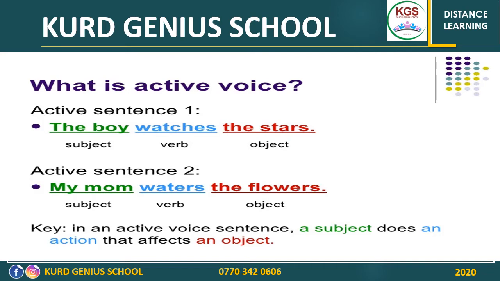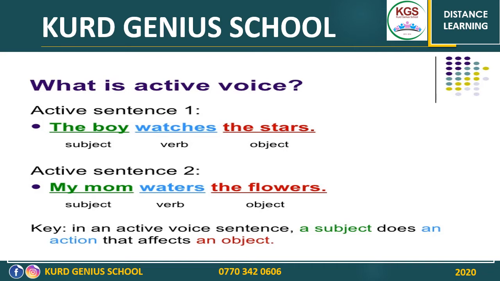In active sentences, we have the subject actually, and the subject is the doer of the verb. The subject is doing the action of the sentence. In other words, it's the subject that does an action. As you can see in these sentences, for example, the boy watched the stars. So the boy does the action of watching, and the stars, as I explained before in the previous lesson, is the object because the action of watching is being performed on the stars.